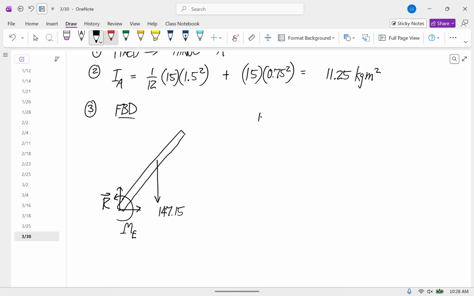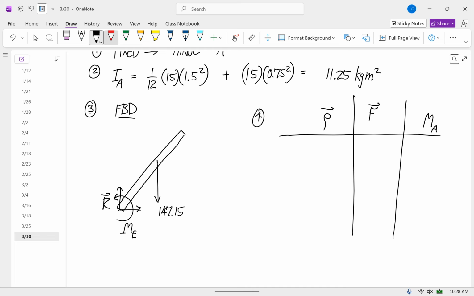And now I'm going to go to the table. So my columns are rho, force, moment. My about point is down here. So I'll start out with R. That's the easy one. It's a force at the about point, so the rho vector is 0. The force is Rx, Ry. Cross product is 0. Then I'll do the weight force.